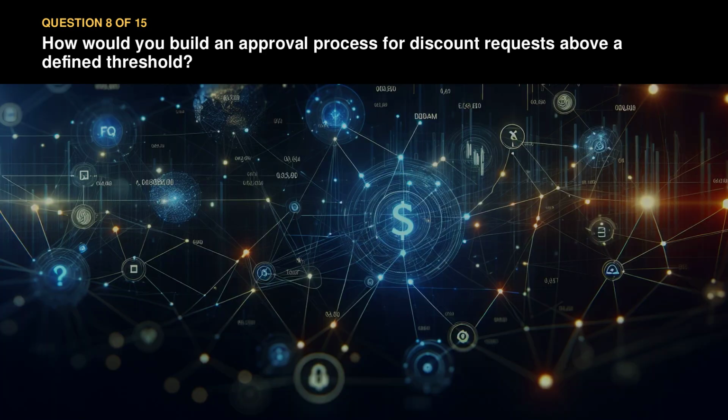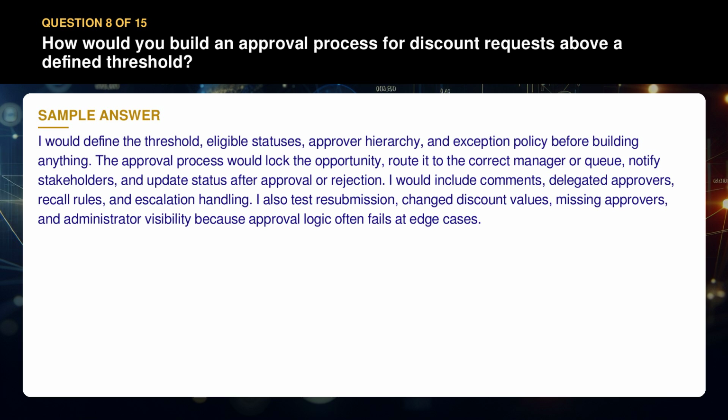Question 8. How would you build an approval process for discount requests above a defined threshold? I would define the threshold, eligible statuses, approver hierarchy, and exception policy before building anything. The approval process would lock the opportunity, route it to the correct manager or queue, notify stakeholders, and update status after approval or rejection.